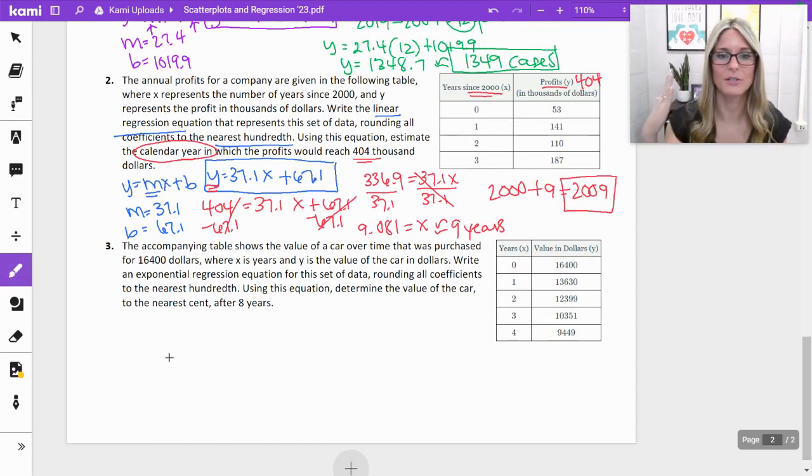The accompanying table shows the value of a car over time that was purchased for $16,400, where X is years and Y is the value in dollars. Write an exponential regression equation. That's a first for us. Rounding all coefficients to the nearest hundredth, 2 decimal places. And then we'll use the equation to determine the value of the car to the nearest cent after 8 years. So grab our calculator.